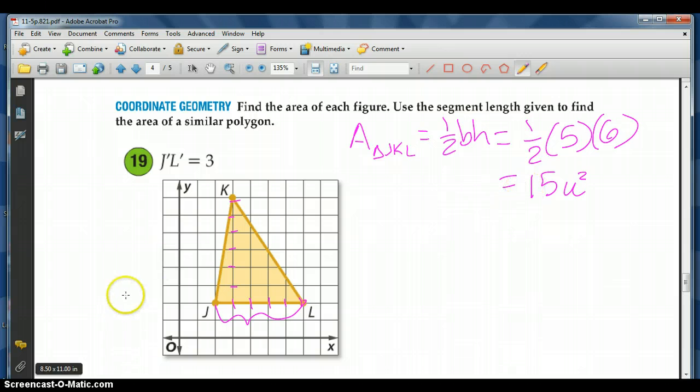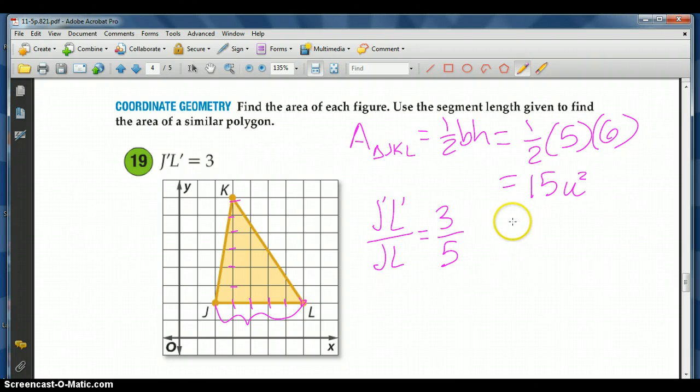We want to find the area of a similar polygon. So first we have to find our scale factor, which would be a side length of this to a side length of that. So we have 3 is to JL, which is 5. Our ratio of areas will be this ratio squared. And now we can use this ratio of areas to find the missing area.